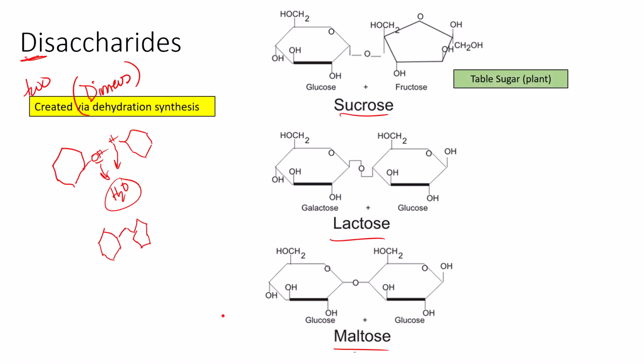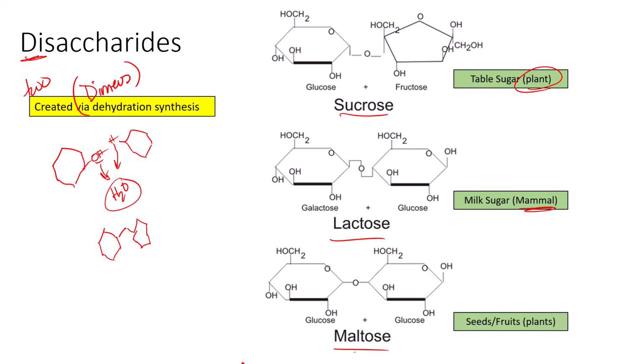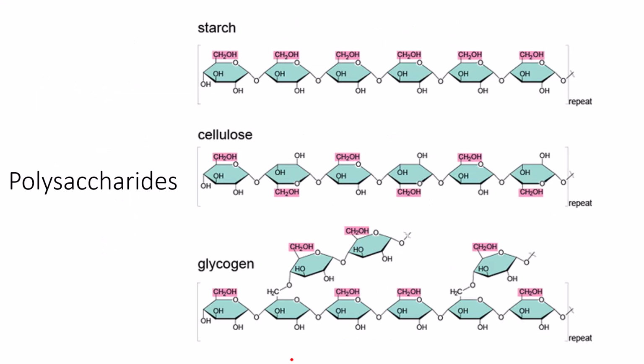Sucrose is table sugar. It is plant-based. We get all of our table sugar typically from sugar cane. Lactose is milk sugar. It is produced by mammals in the mammary glands to nourish their young. Maltose is also a plant-based disaccharide, but is typically reserved for the seeds and fruits portion of the plant, where a lot of germination and fruit ripening needs to take place.